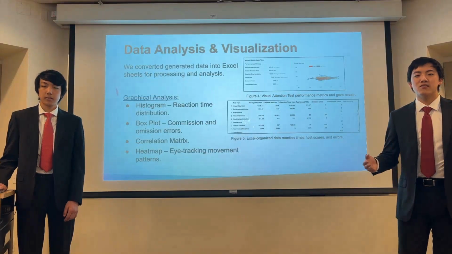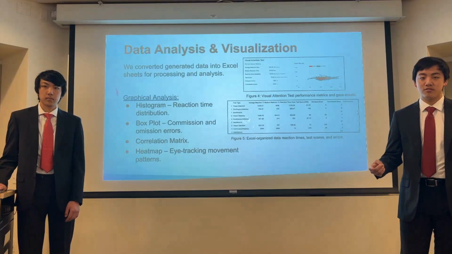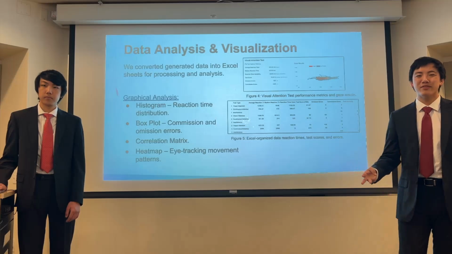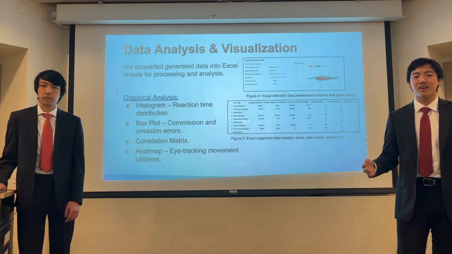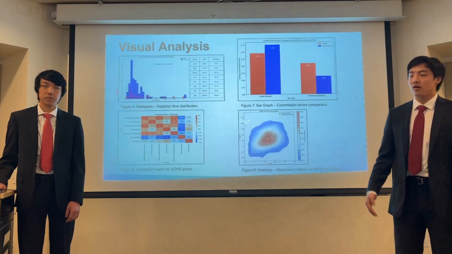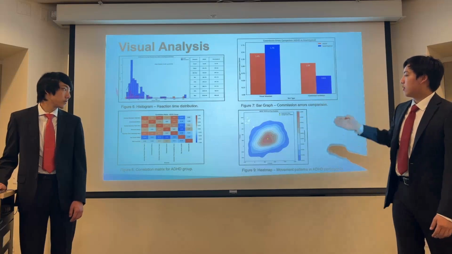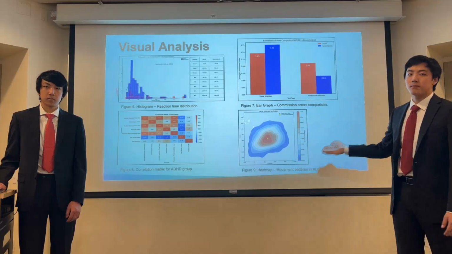To analyze our data, we used a histogram for reaction time distribution, a box plot visualizing commission and omission errors, a correlation matrix to draw comparisons between key variables, and a heat map to visualize eye tracking movement patterns. On the slide, you can see our different graphs represented: histogram, bar graph, correlation matrix, as well as heat map.